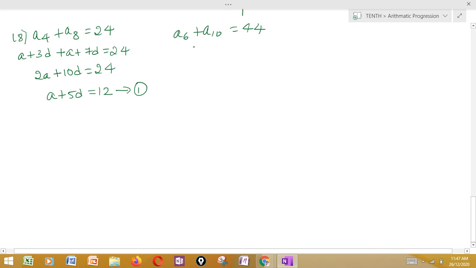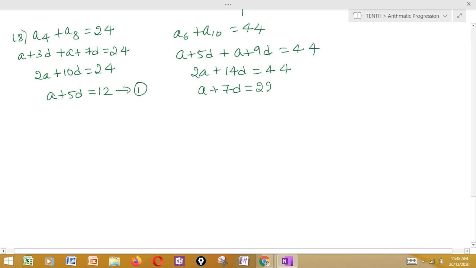Then a6 is there. What can we write? a plus 5d, plus a10, a plus 9d, is equal to 44. So 2a, and 5d plus 9d is 14d, is equal to 44. Here 2 is the common factor for the entire equation. Dividing by 2, how much do you get? a plus 7d is equal to 22. Let me call this equation number 2.